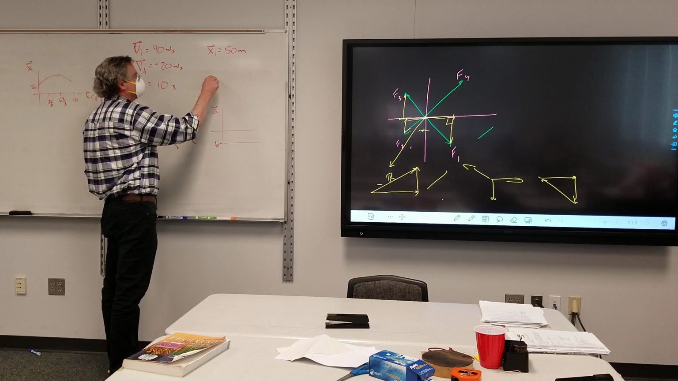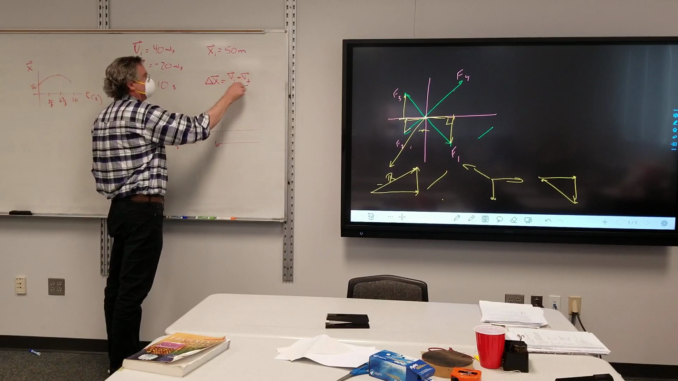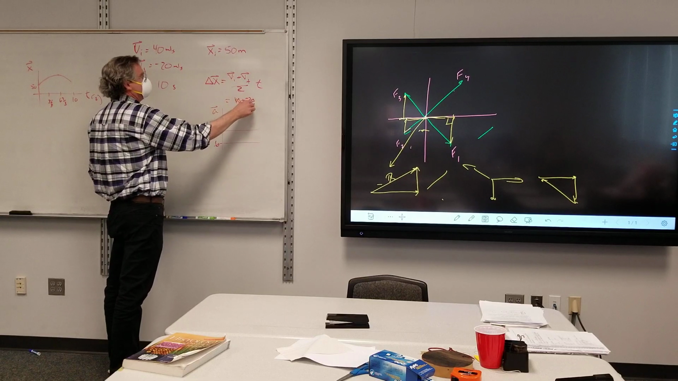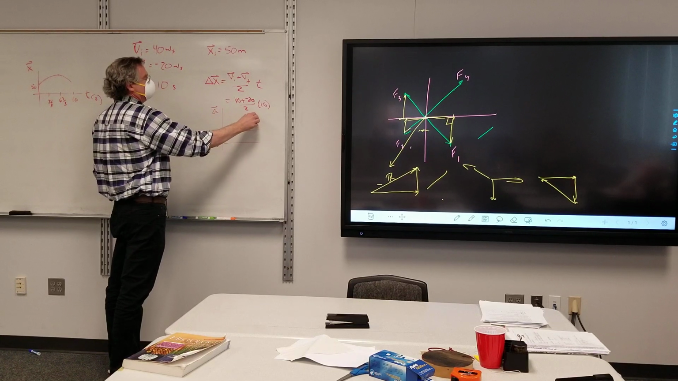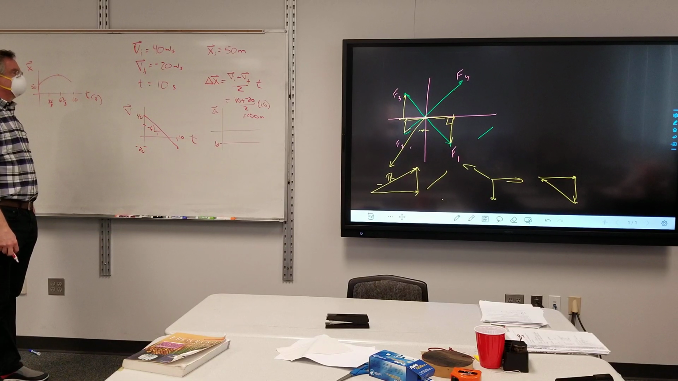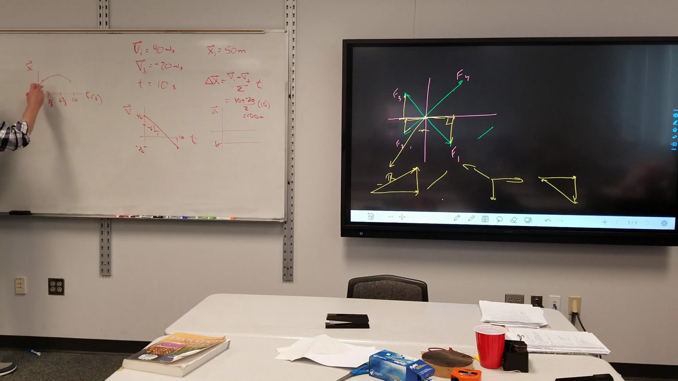Displacement is equal to the average velocity times time. So that's 40 plus -20 divided by 2 times 10. That's 20 divided by 2 is 10, times 10, so 100. So that's 50. Well, that's 100. It's going to end there.